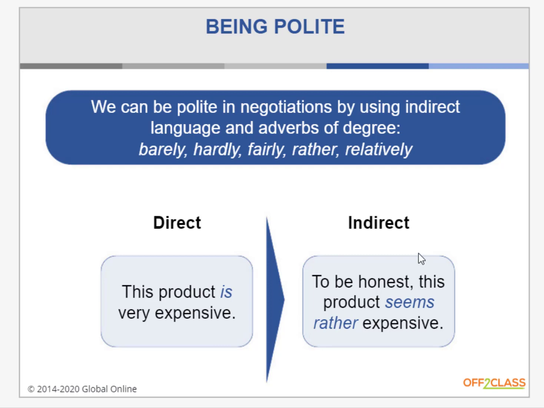Indirect is showing it's not an absolute thing. It's not 100%. It's not precision. It's possible. To be honest, this product seems rather expensive. So what you're suggesting is that it's expensive, but you're not saying it is. You're saying it seems expensive to me. Seems is not absolute. Seems is not guaranteed. Seems does not mean 100%. Seems is kind of like close to. It's like, oh, this seems expensive to me. It's my opinion.